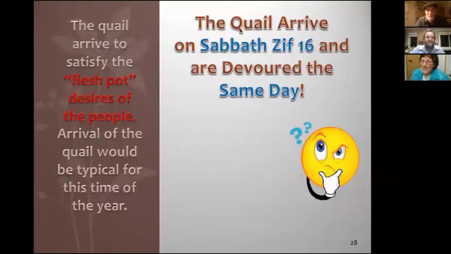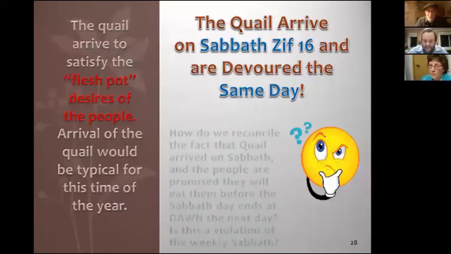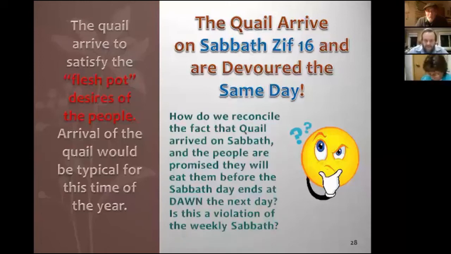Yes, go ahead. The quail arrived to satisfy the flesh pot desires of the people. Arrival of the quail would be typical for this time of year. The quail arrive on Sabbath Ziph 16 and are devoured the same day. How do we reconcile the fact that quail arrived on Sabbath and the people are promised they will eat them before the Sabbath day ends at dawn the next day? Is this a violation of the weekly Sabbath?